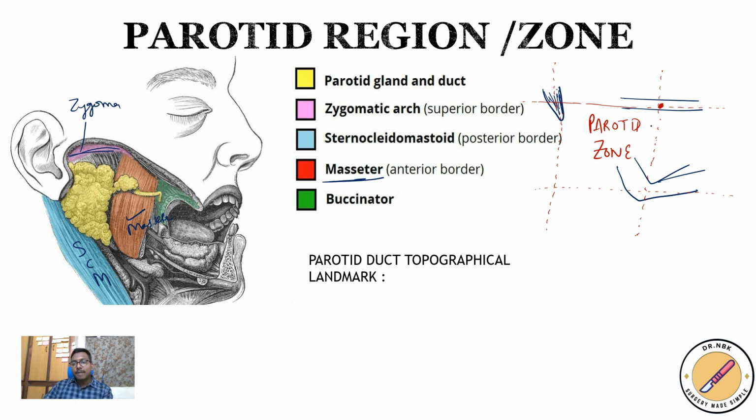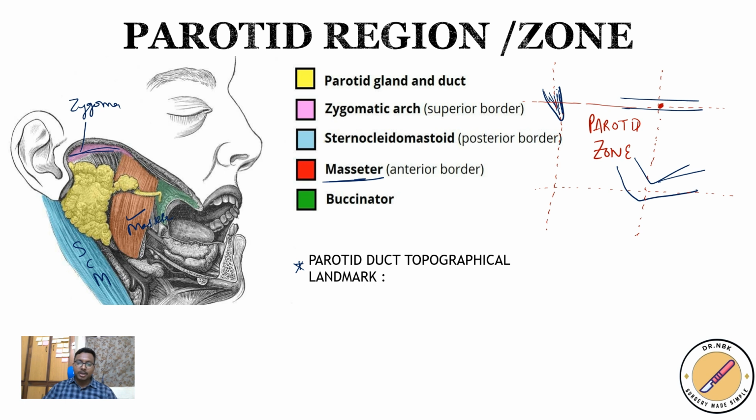Whatever the swelling which is arising from the parotid zone is considered to be a swelling arising from the parotid gland unless proven otherwise. I repeat, any swelling which is present in the parotid zone is considered to be a parotid swelling unless proven otherwise.